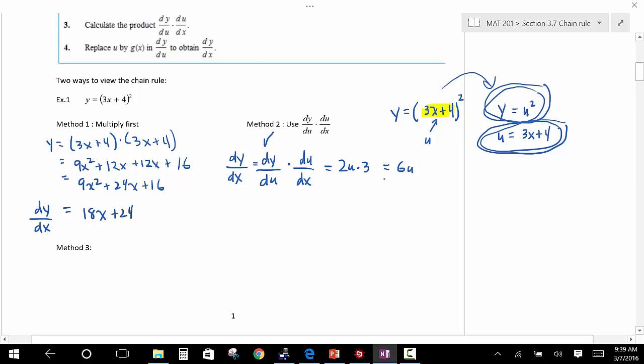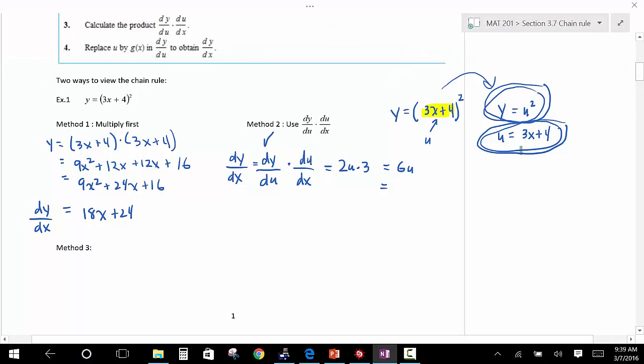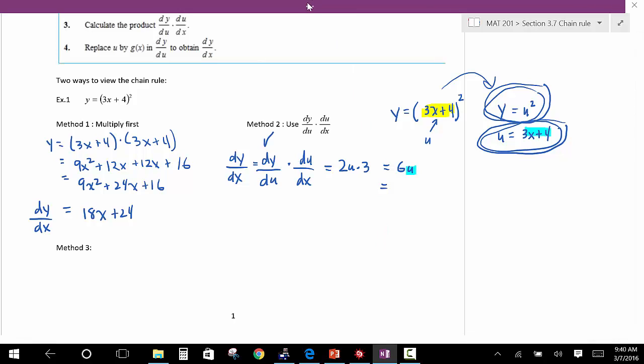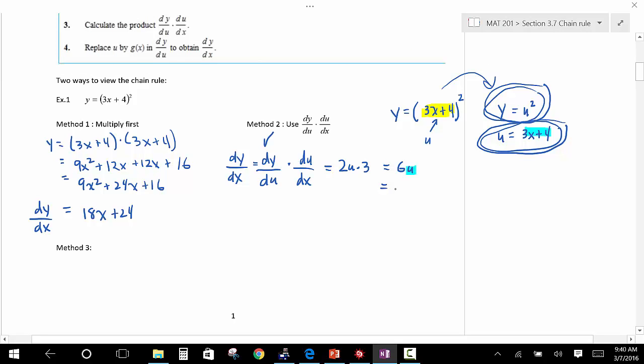Okay? However, we don't want to write the answer that way. You want to plug back in. You want to do a substitution like this. U is 3x plus 4, so plug it in. Then that will be your answer. And then we'll multiply it out. You'll see it'll give the same answer anyway. So this is 6 times 3x plus 4. So notice when you multiply that out, that's 18x plus 24 anyway.